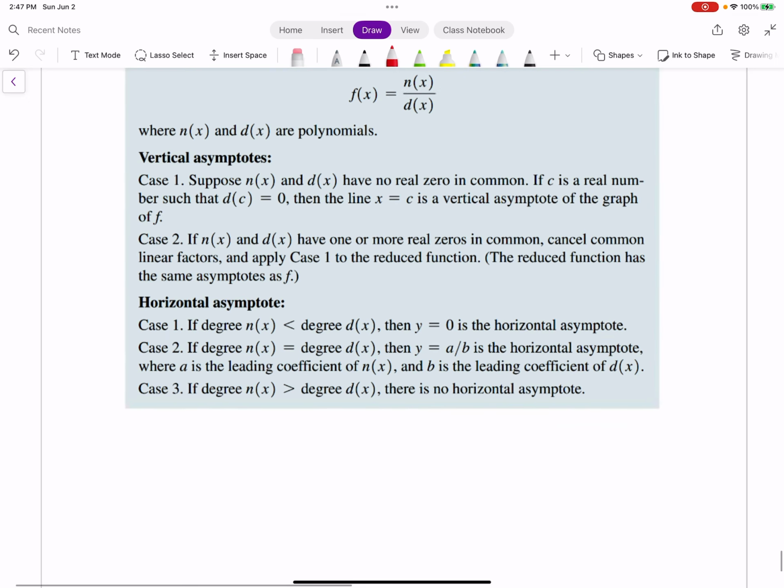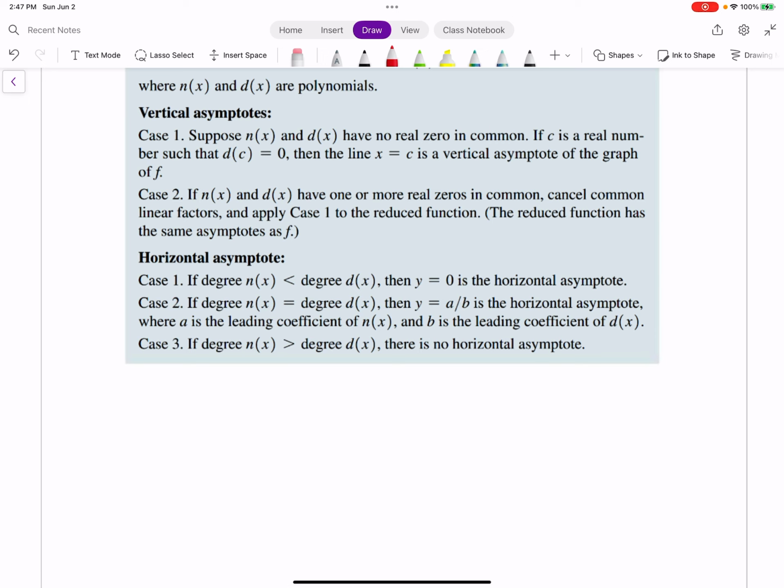For the horizontal asymptote, there are three cases. Case 1: if the degree of the numerator is less than the degree of the denominator, then the horizontal asymptote is y is equal to 0. Case 2: if the degree of the numerator is equal to the degree of the denominator, then take the ratio of the leading terms. And case 3: if the degree of the numerator is greater than the degree of the denominator, there is no horizontal asymptote. So I'll give you case 1, case 2, case 3 examples.